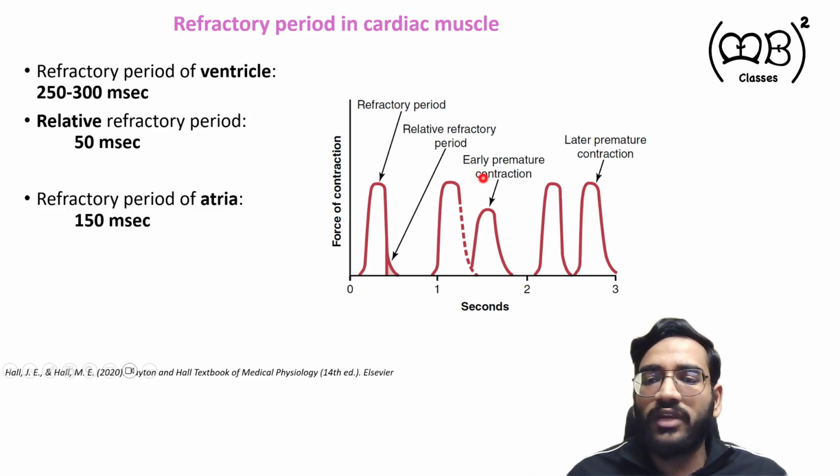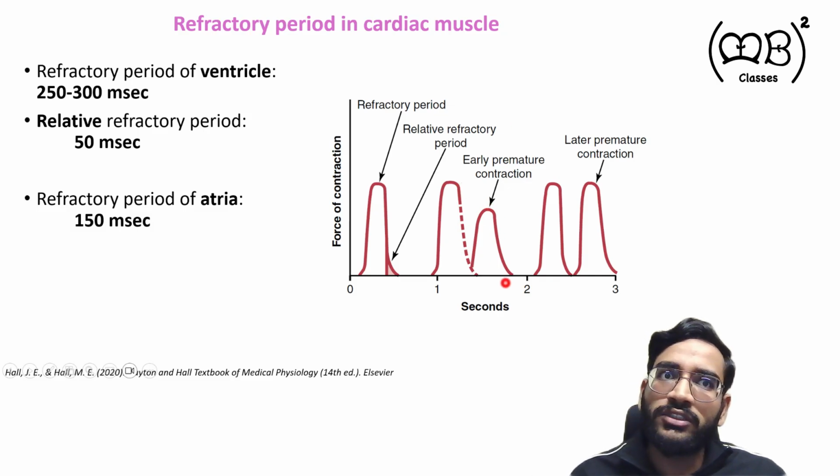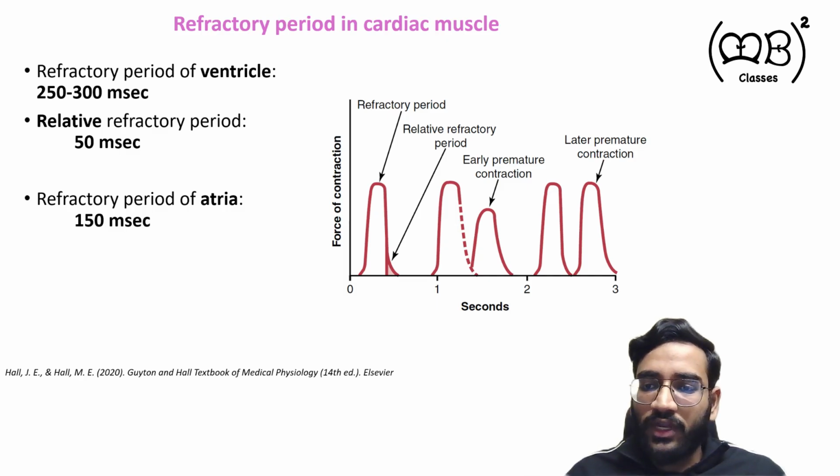In a skeletal muscle, there would be a summation because of residual calcium, but in the cardiac muscle, the early premature contraction leads to decreased force of contraction, partly due to the Frank-Starling law. If there is decreased time for the cardiac muscle to relax, there will be decreased end diastolic volume, and decreased end diastolic volume will lead to decreased preload and decreased force of contraction. So if an early premature contraction happens, there will be a decreased force of contraction. Here we can see a later premature contraction.